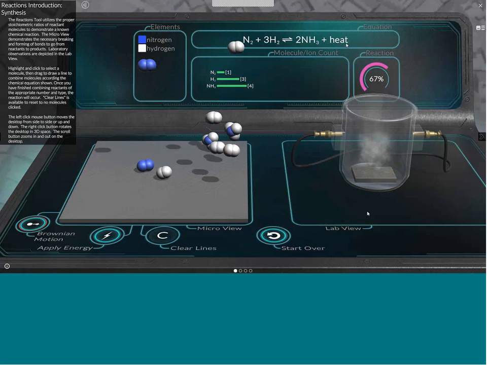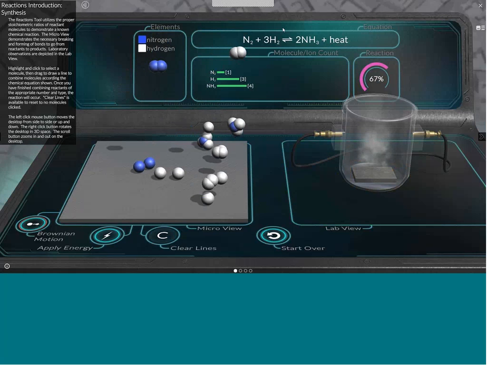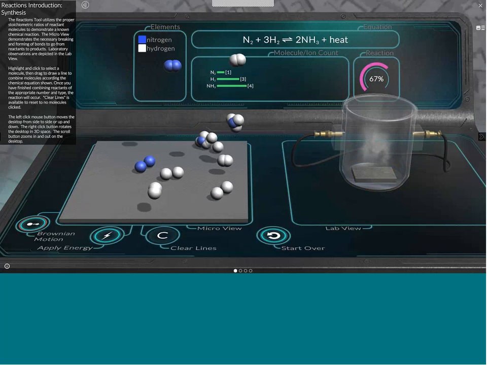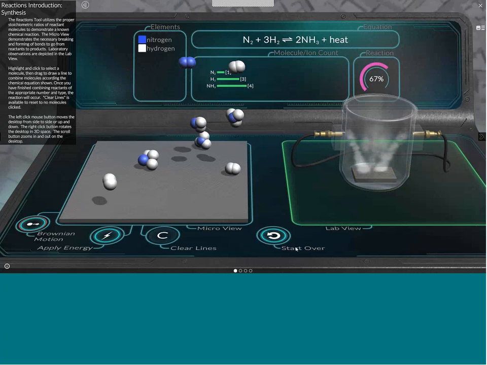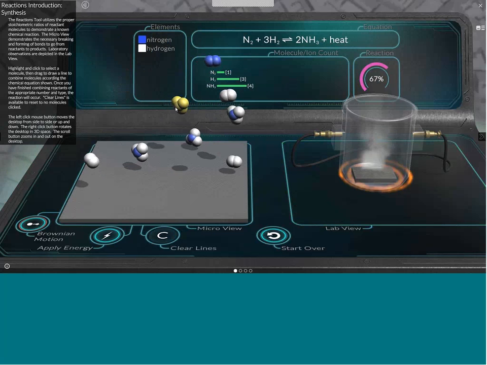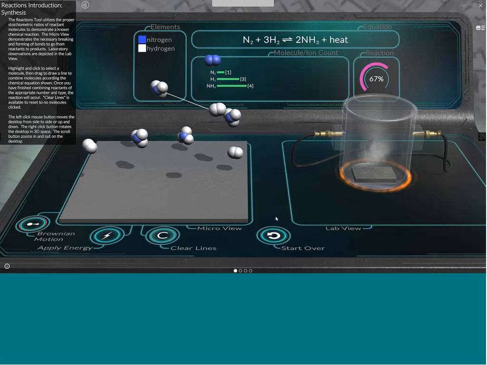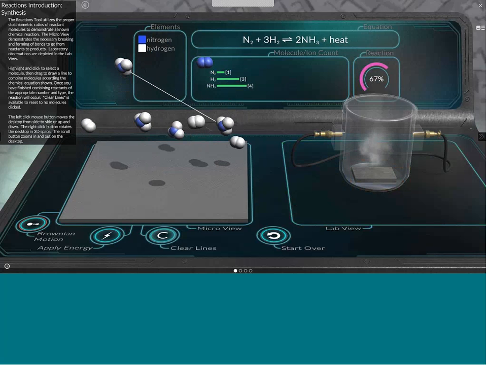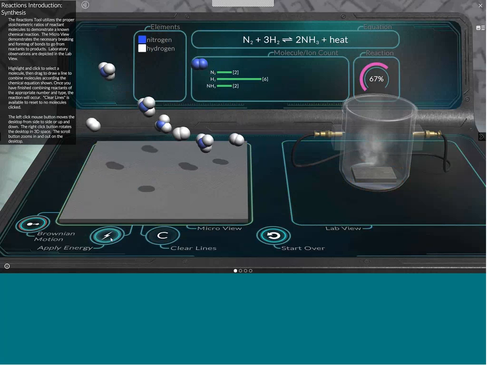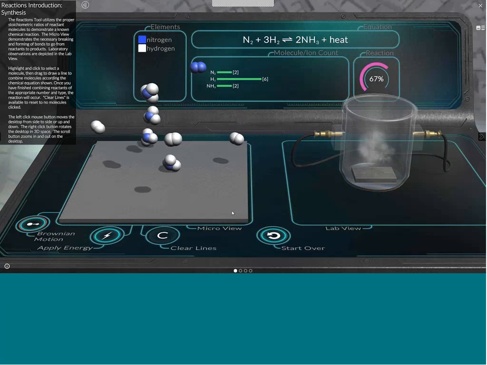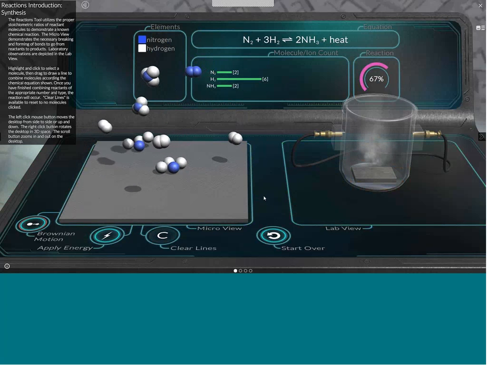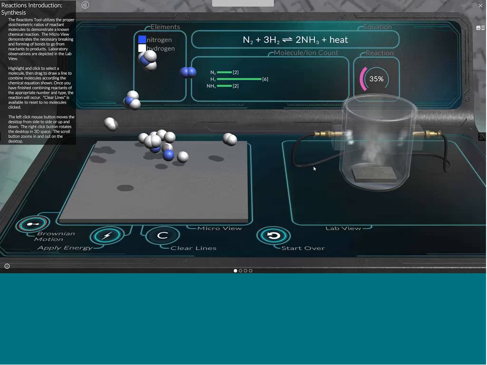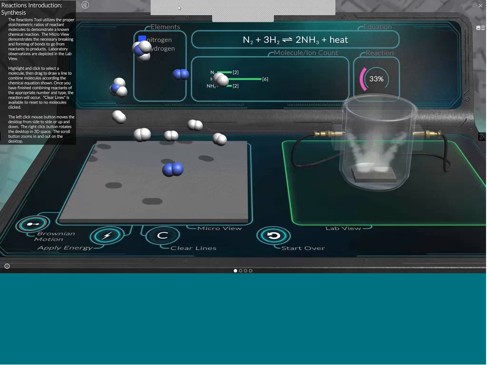This reaction also happens to be reversible, which is indicated by this double arrow. A reversible reaction means that we can take the products and form reactants. So I can take 2 ammonia molecules, and it tells me that the reverse reaction needs heat, so I can apply energy as a source of heat, or heat is a form of energy. And then I can watch the reaction go in the reverse direction.